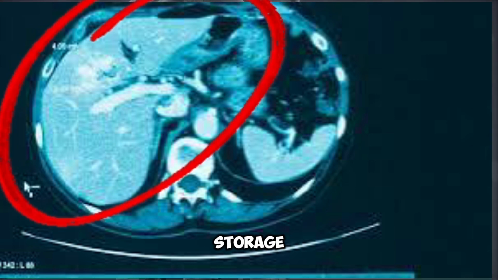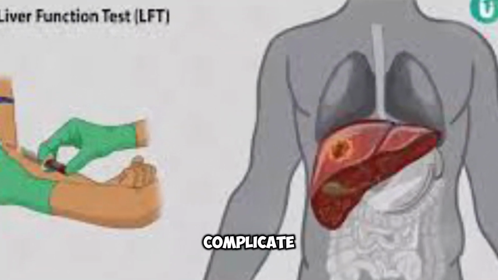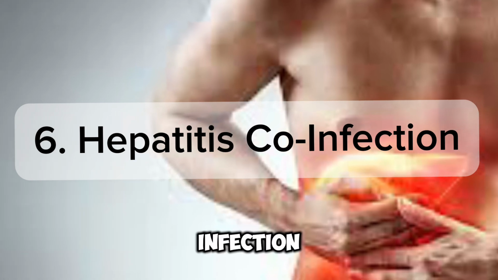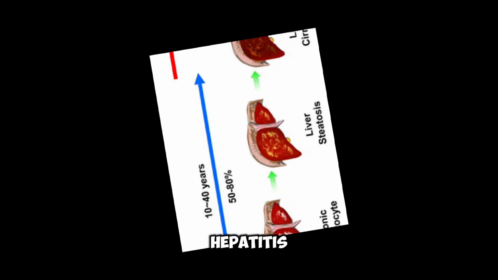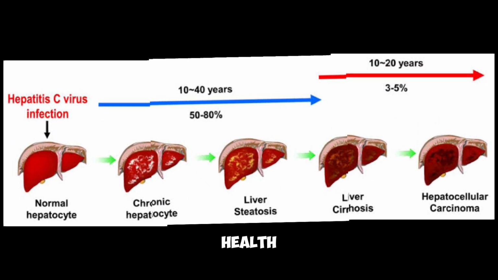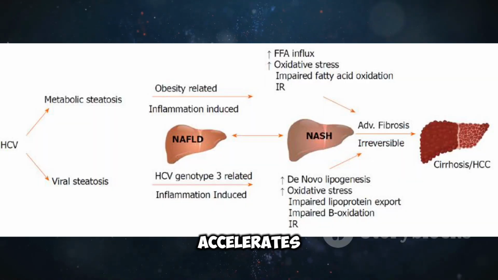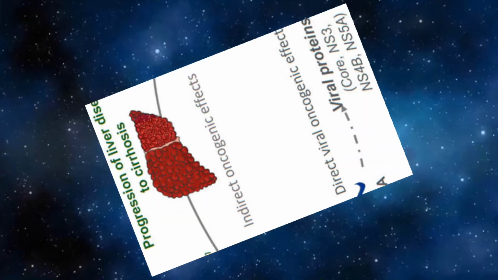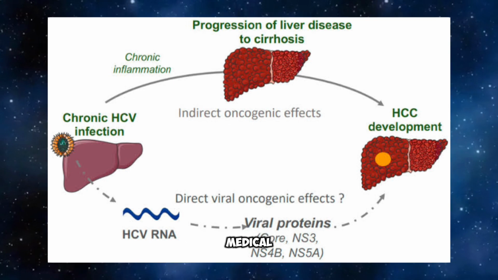Clinically, this manifests as hepatomegaly, which is a fancy way of saying an enlarged liver. Excessive glycogen storage can cause the liver to enlarge, and abnormal liver function tests can complicate diabetes management. The 6th point is hepatitis C co-infection. Did you know that diabetic patients have a higher prevalence of hepatitis C virus, HCV infection? Hepatitis C virus can worsen liver health and increase insulin resistance. The combination of diabetes and HCV accelerates liver disease progression, leading to cirrhosis and liver failure more quickly. Managing both conditions simultaneously can be challenging and requires comprehensive medical care.